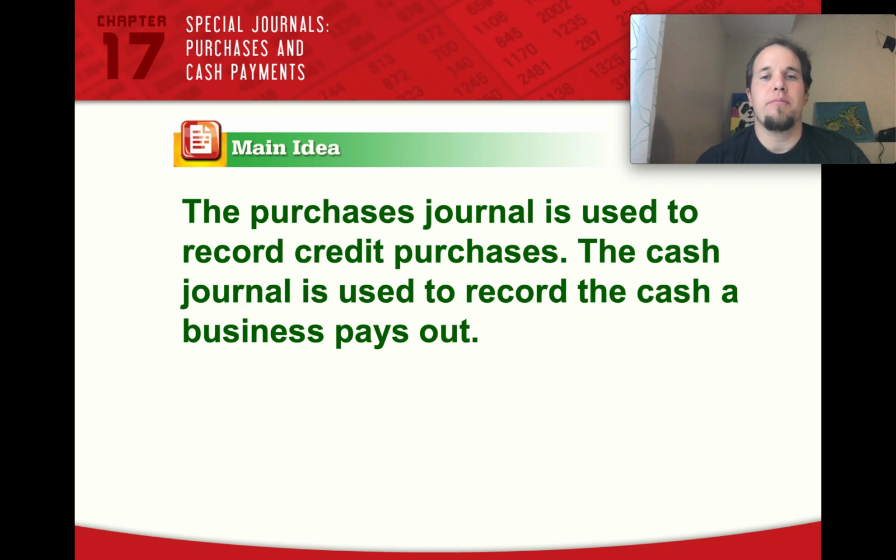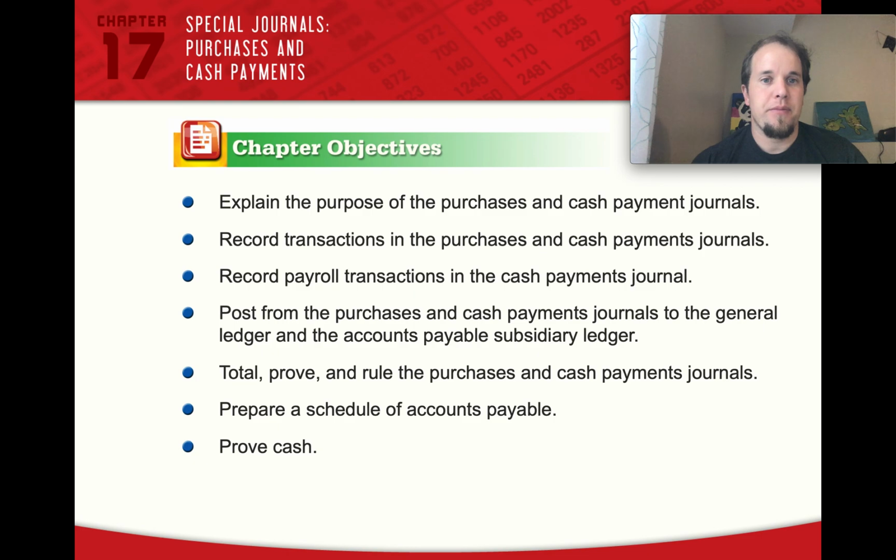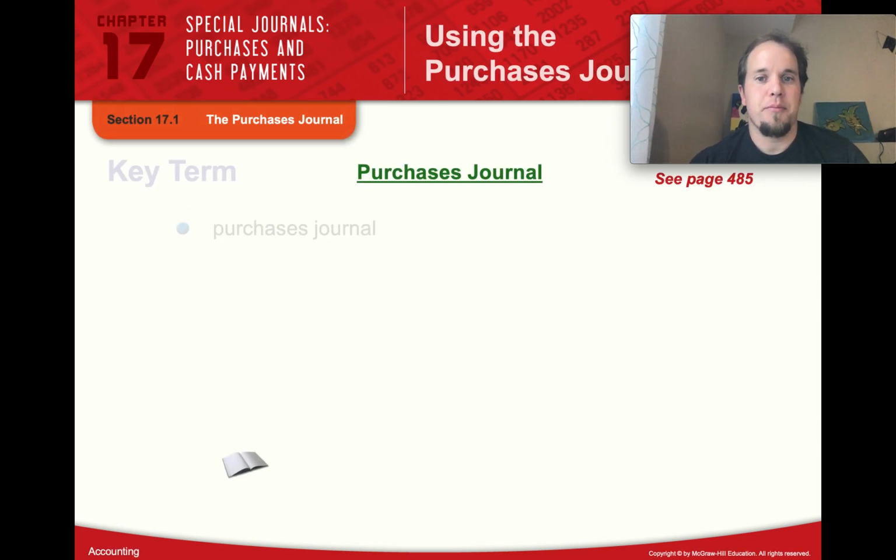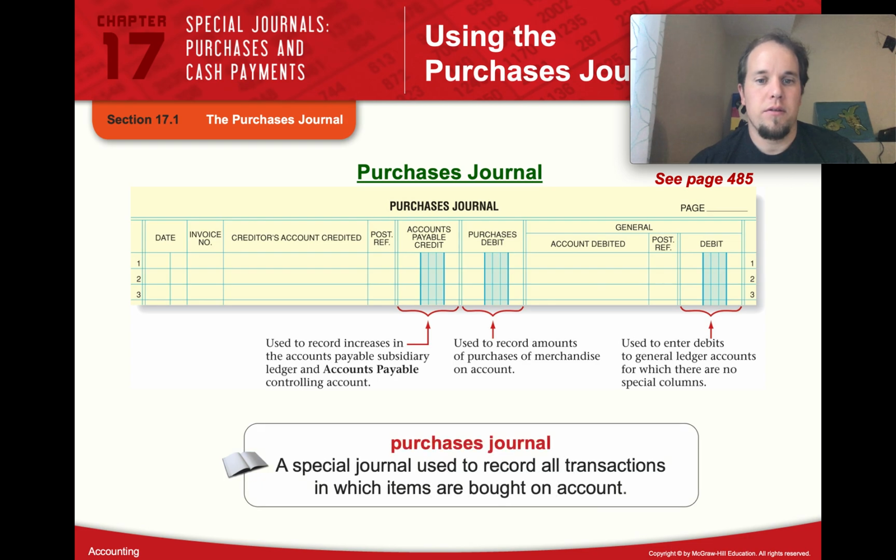So equipment, materials, whatever is needed in the business, we're going to look at what accounts are affected by this and what documents are used with this. So, the key term for this one is a purchase journal. A purchase journal is a simple way for us to keep all transactions in which items are bought on account.